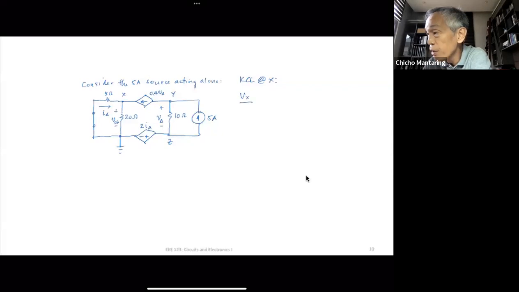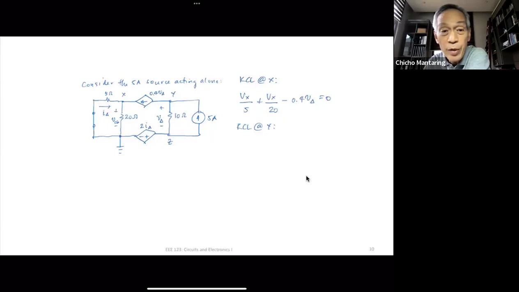Okay, what is that going to be? That's Vx over 5. If I go too fast, just tell me to slow down. Plus Vx over 20. Minus, okay, what's my third term? It's going to be 0.4 V delta is equal to 0. Okay. That's KCL at X. I do a KCL at Y.